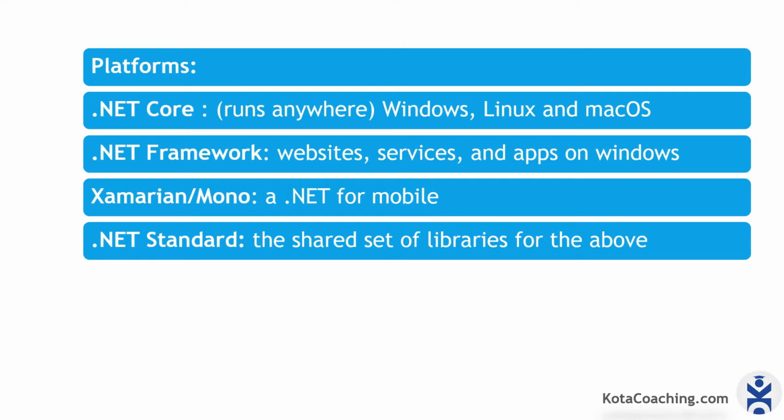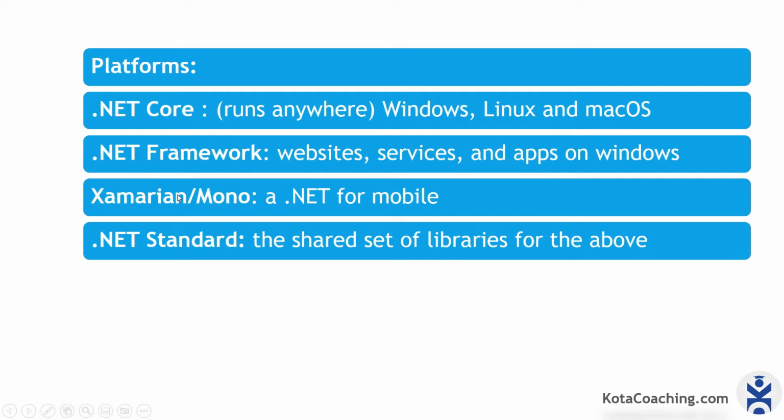In .NET we have .NET Core, we have .NET Framework, we have Xamarin, we have .NET Standard. .NET Core is the platform that could be used on Windows, Linux and macOS. .NET Framework is the traditional framework of .NET. Using .NET Framework we can create websites, services and applications on Windows. So .NET Core and .NET Framework are different. .NET Framework works only on Windows.